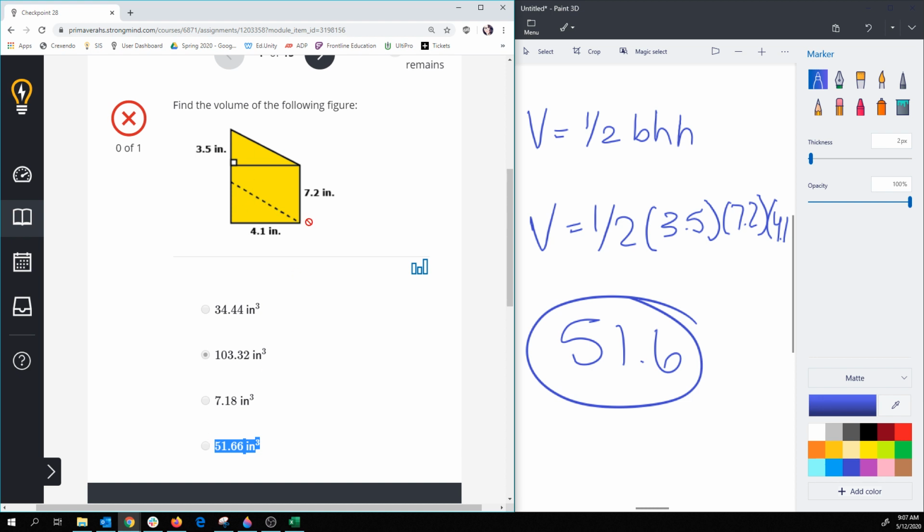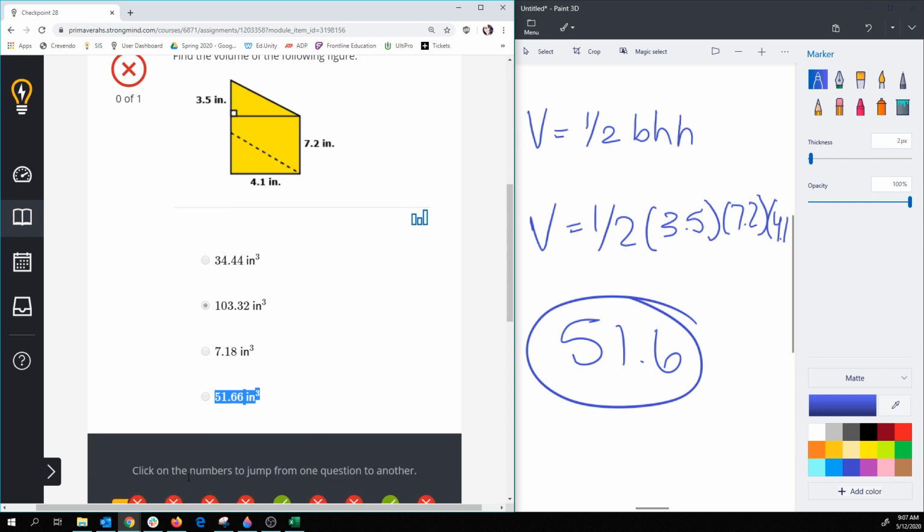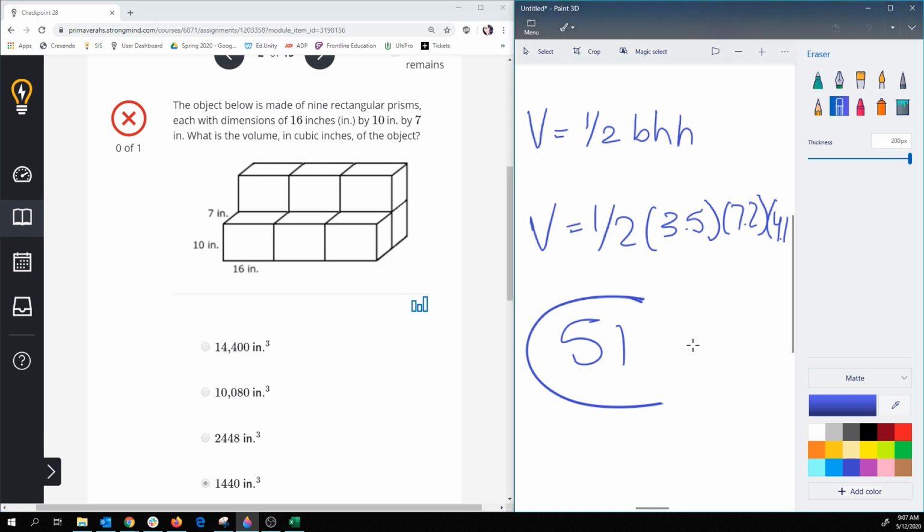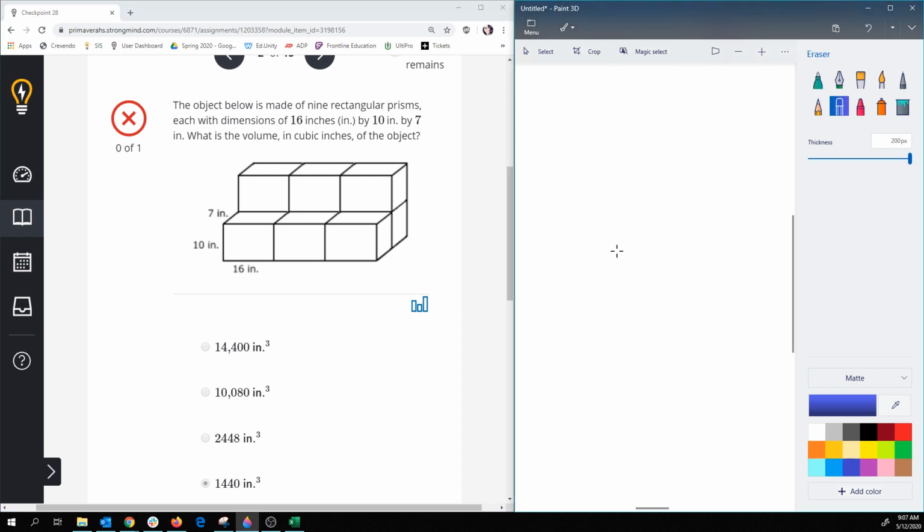So again, remember that when you are solving these problems that are asking for volume, it's crucial that you remember what your formulas are. Okay, without your formulas, it's going to be much harder to answer these. All right. Next problem here says that the object below is made of 9 rectangular prisms. Each one has dimensions of 16 by 10 by 7. What is the volume in cubic inches of the object below?